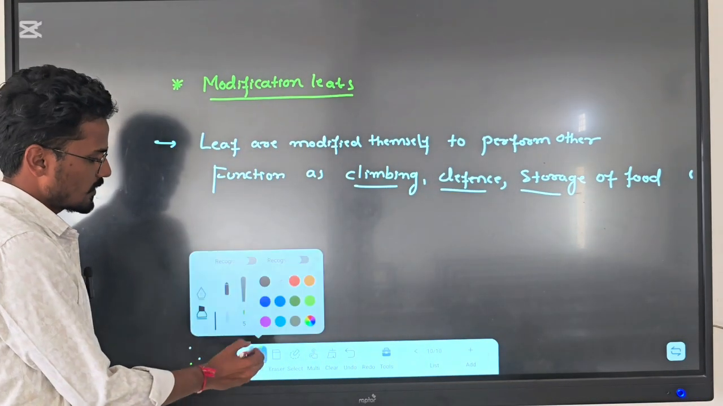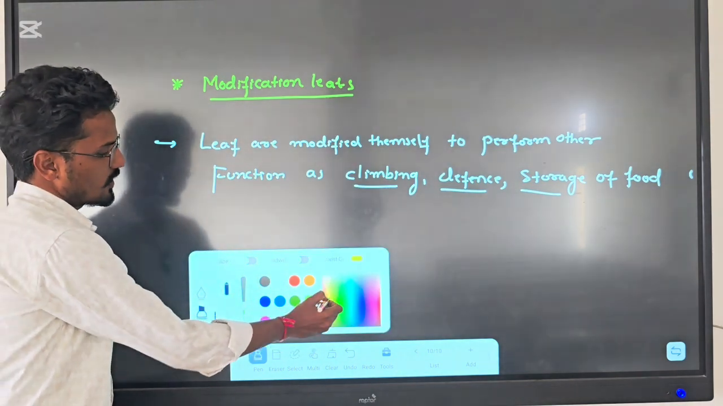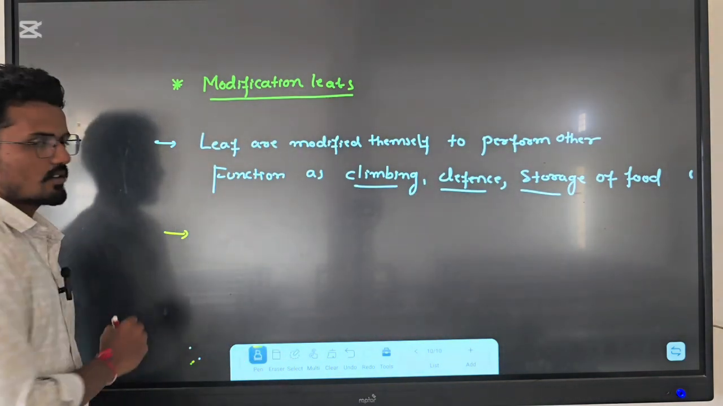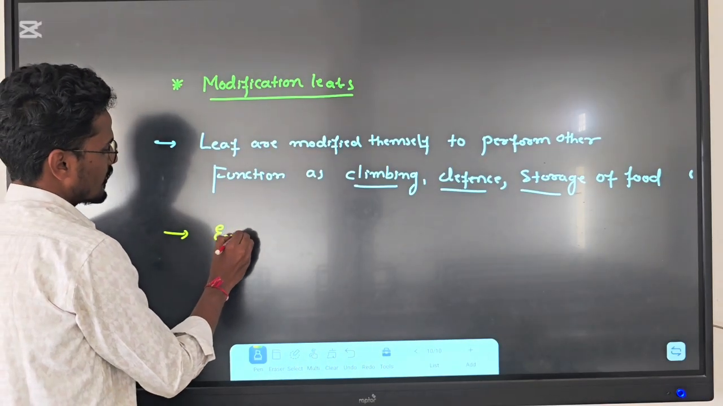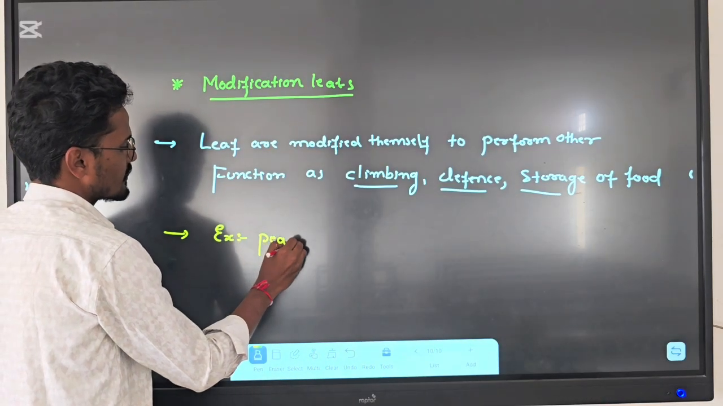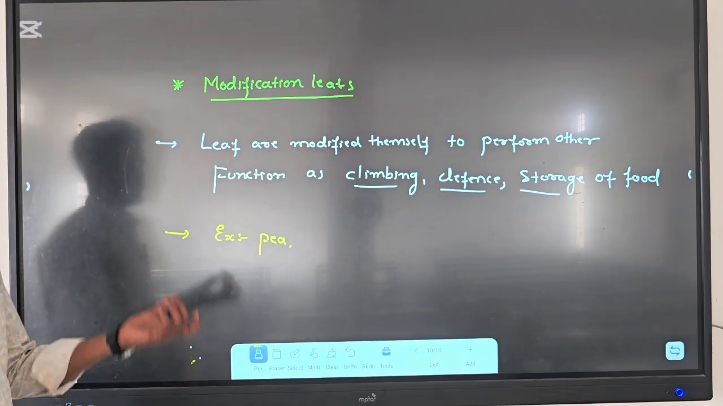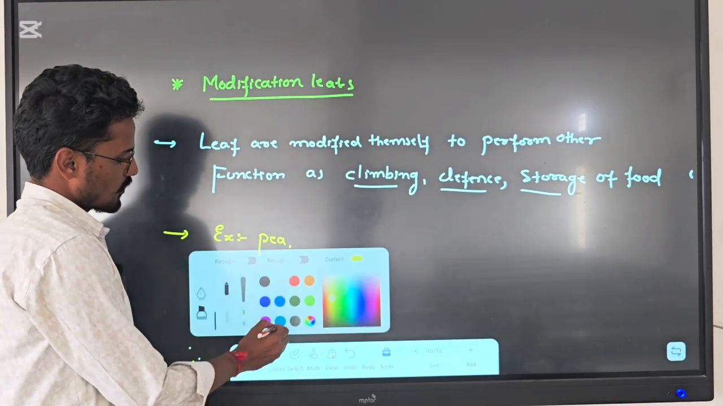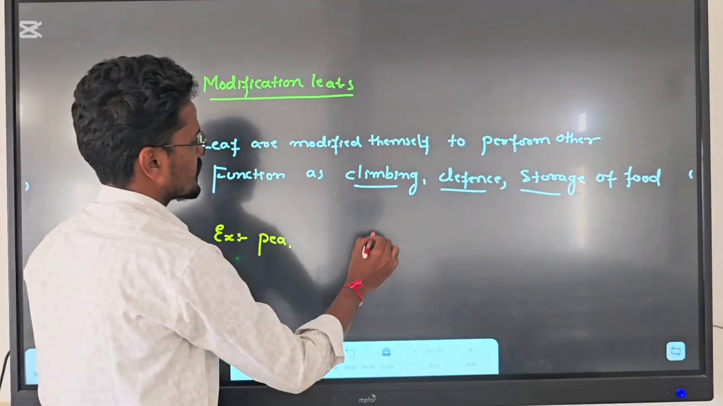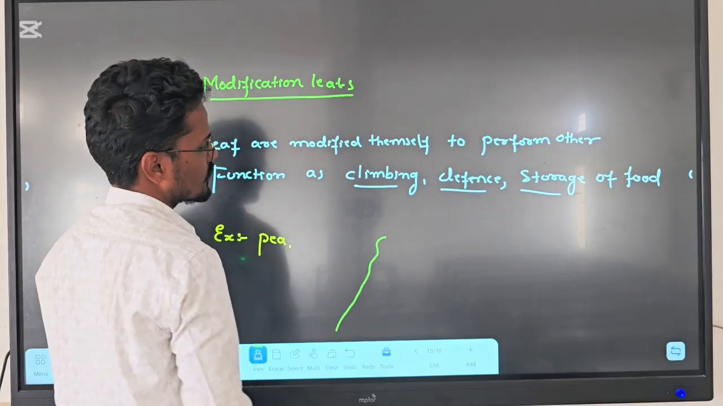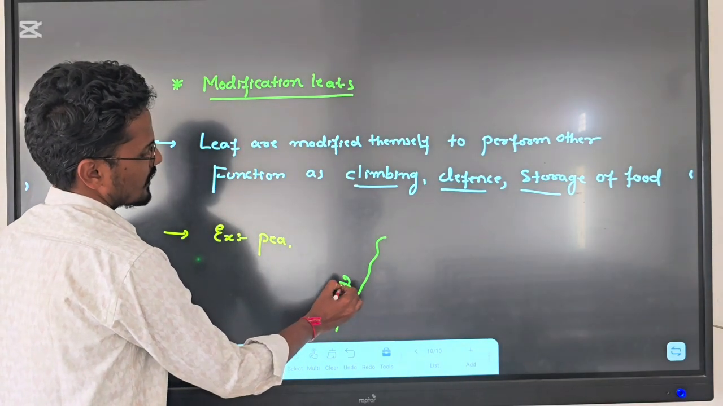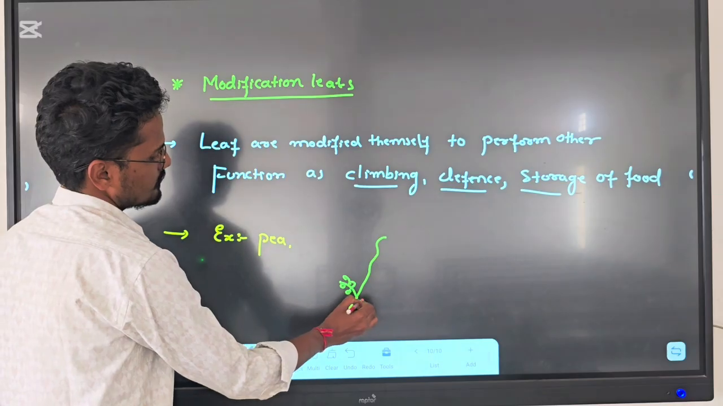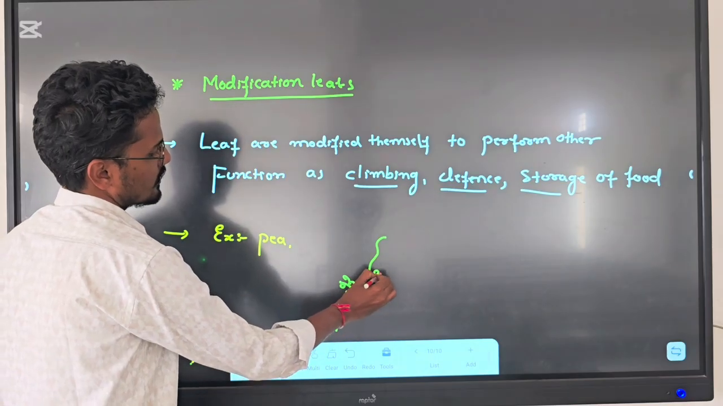So the very first one, to understand how the leaf helps in climbing. In many plants, for example the pea plant, as your NCERT mentioned, leaves are modified. This one is considered as the stem of a pea plant. On this, we can see leaves are there.